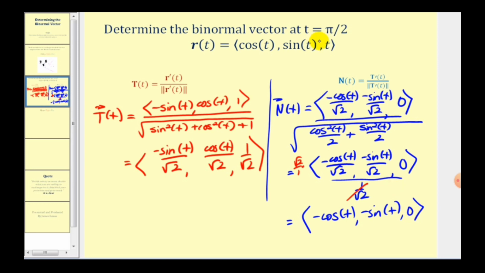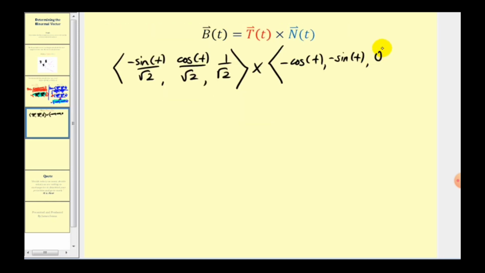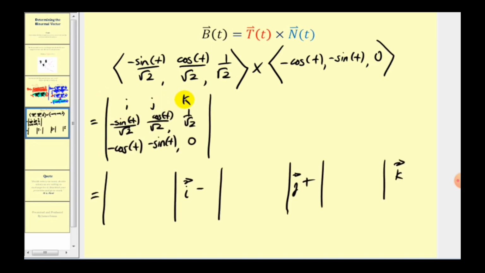So now to find the binormal vector valued function, we're going to have to cross this vector and this vector. And then we'll evaluate that at t equals pi over 2. Let's go ahead and do that on the next slide. So let's determine this by evaluating a 3x3 determinant. So the first row is i, j, k, the second row is the components of the first vector, and the third row are the components from the second vector. Now we'll evaluate this 3x3 determinant by using the cofactor expansion method.